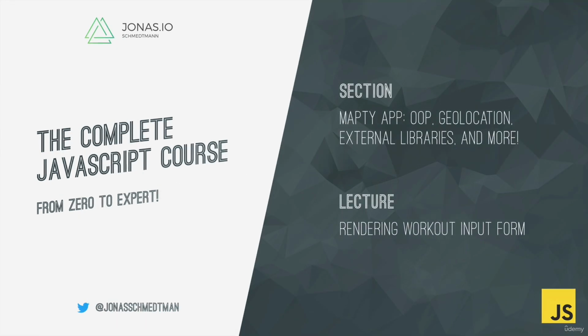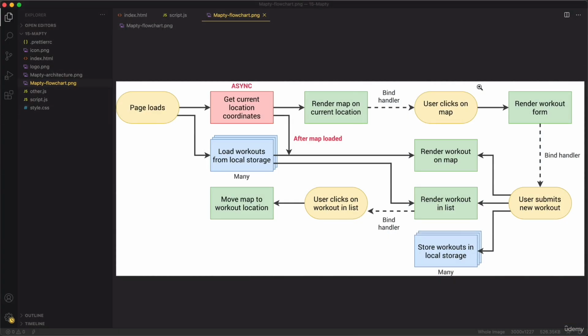All right. So let's now render the workout input form whenever the user clicks on the map. And just to make sure that we're still all on the same page, right now we basically have an arrow pointing from here, when the user clicks on the map, to render a workout on the map, which essentially is the marker that we put on the map in the last video. So right now, when the map is clicked here, then a marker appears on the map.